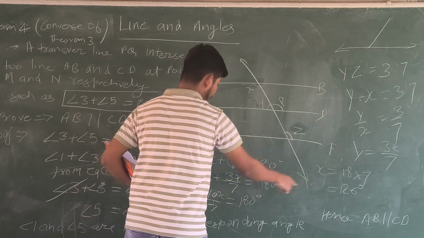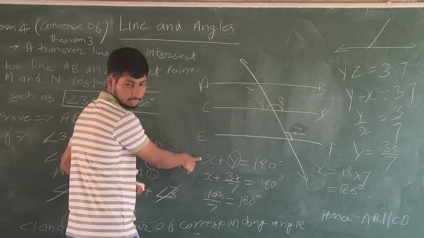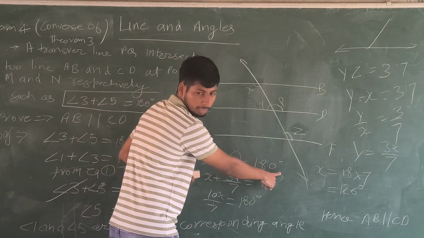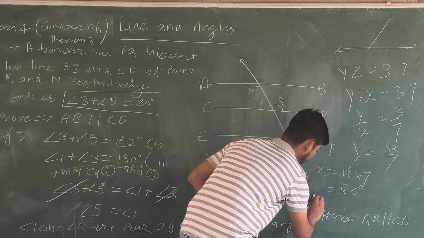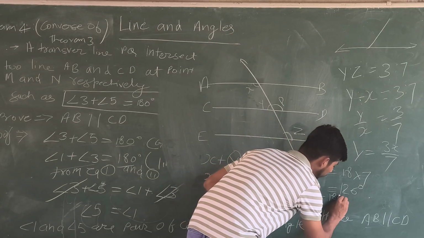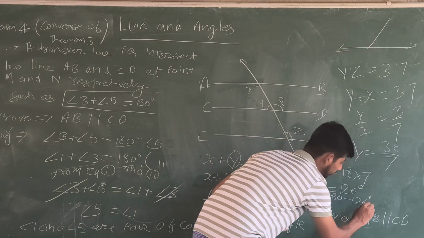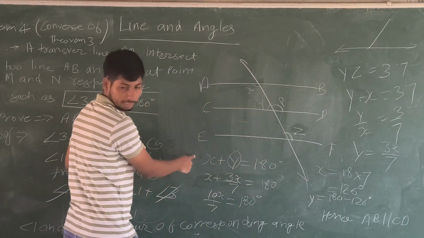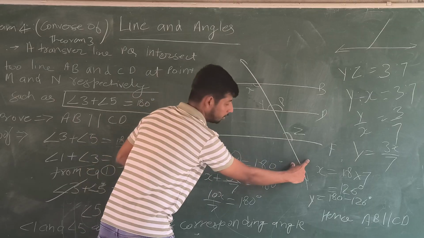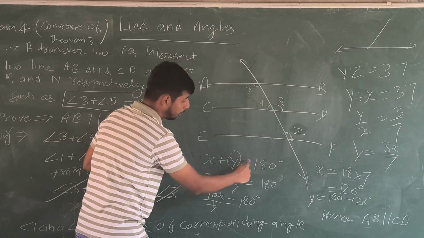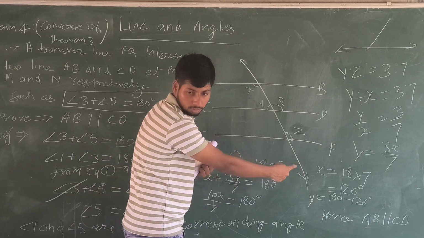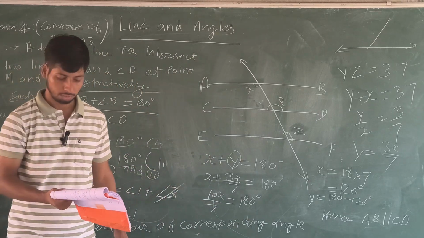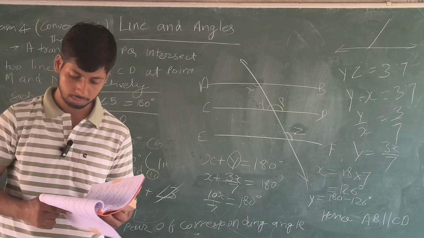And if you again put here the value of x, look at here, if you put this value of x here, you will get the value of y. Means y is equal to 180 degrees minus 126 degrees. If we put this value of x is equal to 126 here, and take this one on the right side, then y is equal to 180 minus 126. So y is equal to 54. You can calculate like this.